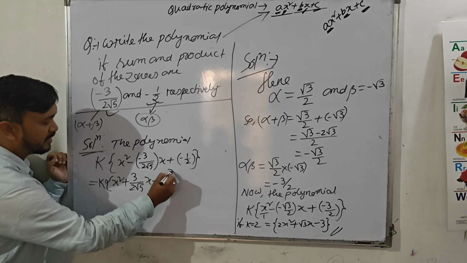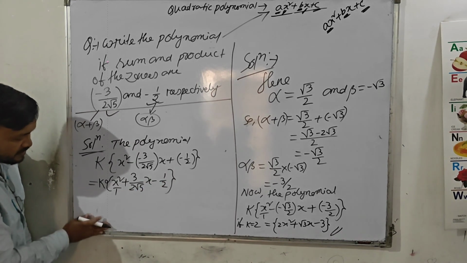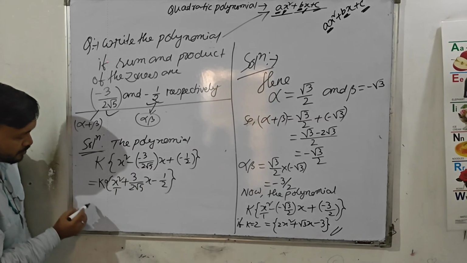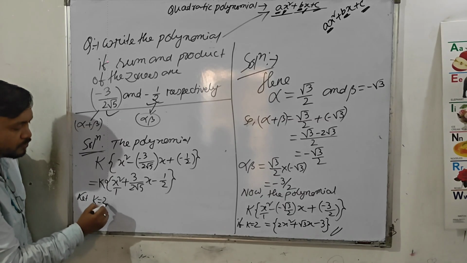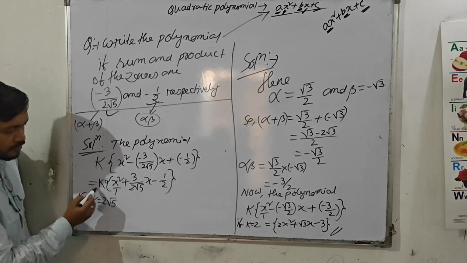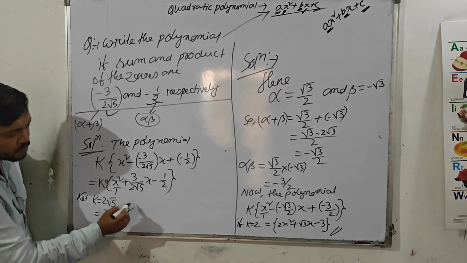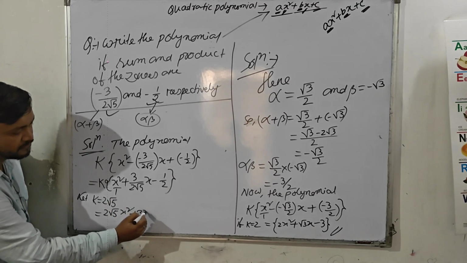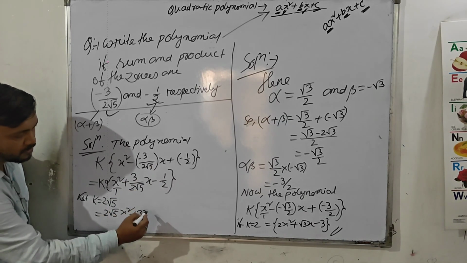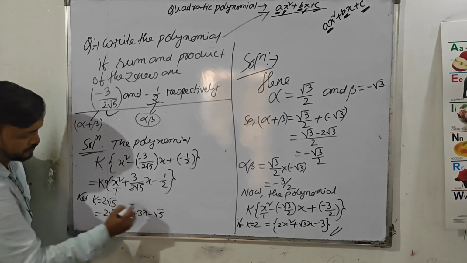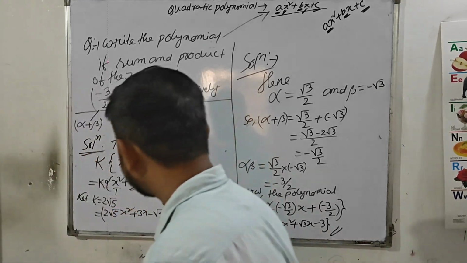The problem has fractions, so we take the LCM. What is the LCM of these things? 2 root 5. So let k equal to 2 root 5. K can be any number. If we multiply by 2 root 5, we get 2 root 5 into x square plus 3x, and 1 by 2 times 2 root 5 cancels, only root 5 remains.